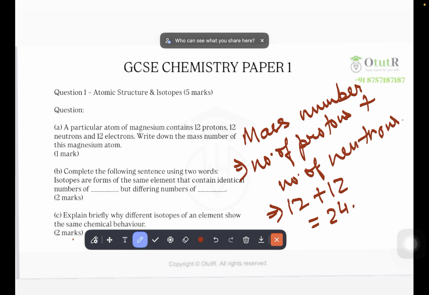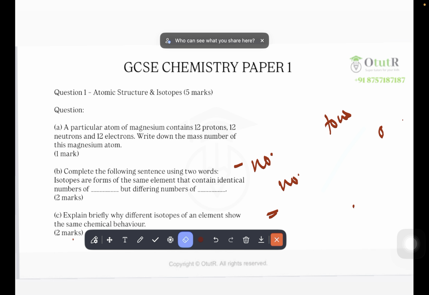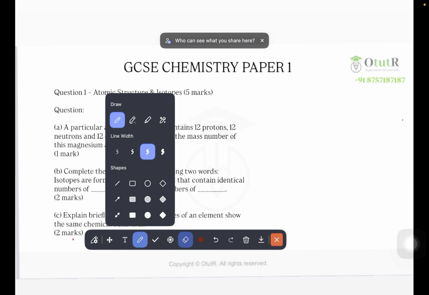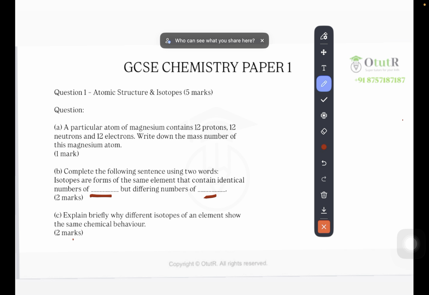Let's move on. Complete the following sentence using two words. Isotopes are forms of the same element that contain identical numbers of dash but differ in numbers of dash. So isotopes, we know they have identical number of protons, meaning the same atomic number, but different mass number, so differing number of neutrons.